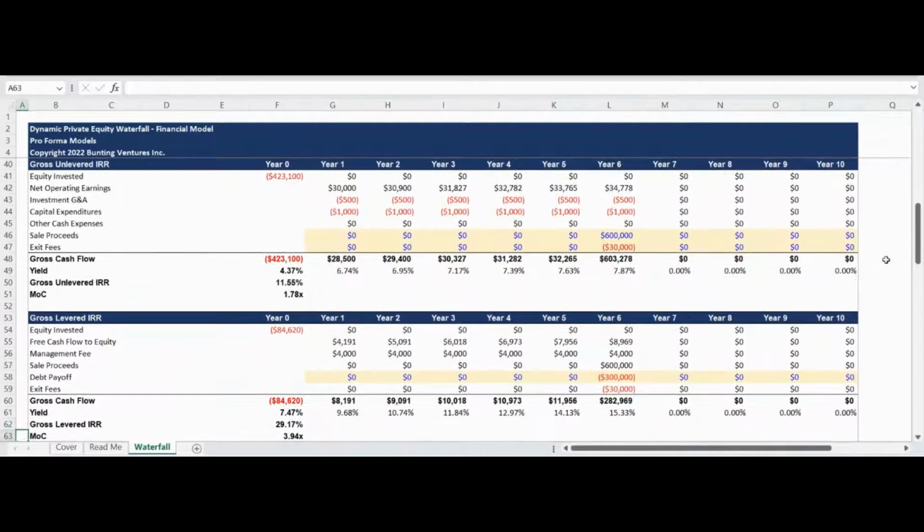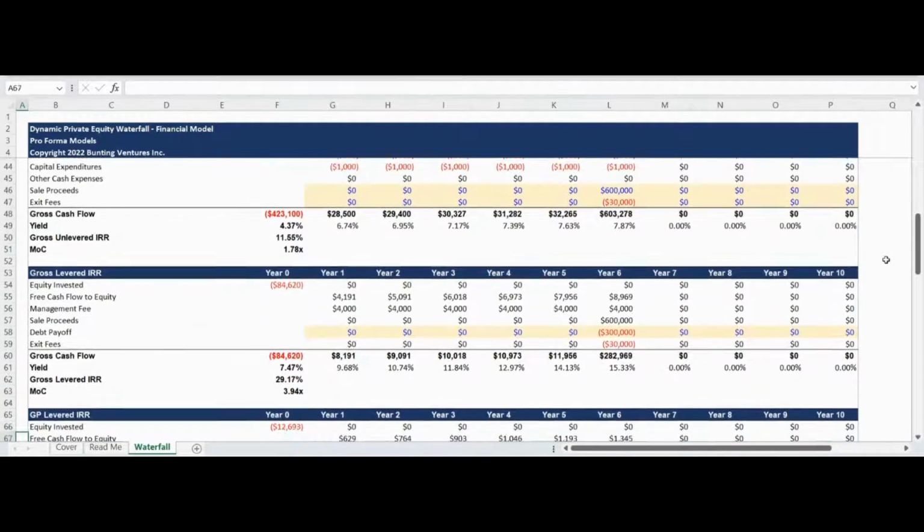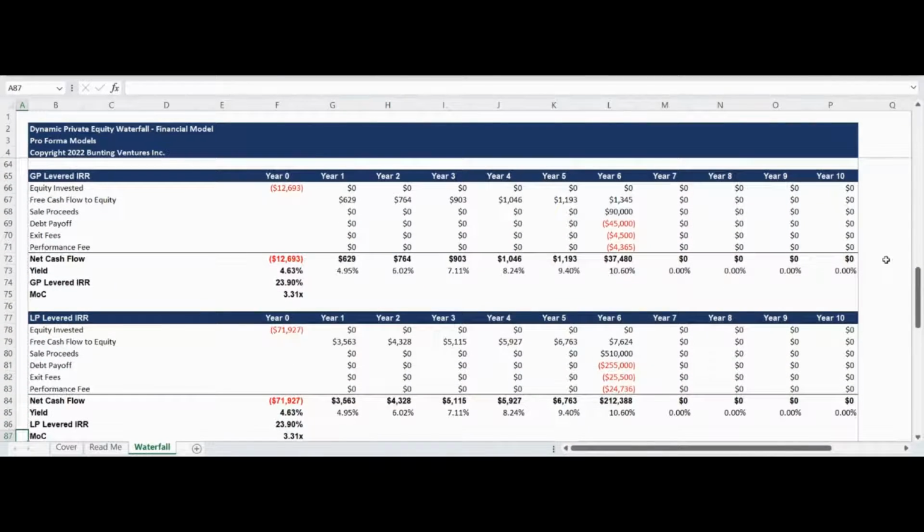The gross unlevered internal rate of return, yield, and multiple of capital is calculated based on the cash flow and net sale price entered. Following the gross unlevered return calculations, the levered return calculations are presented. Enter the debt payoff on exit to generate the levered internal rate of return, yield, and multiple of capital. The next section combines the previous inputs including the sources and uses, cash flow, sale price, and debt payoff to develop the levered general partner and limited partner returns in combination with the following waterfall model.